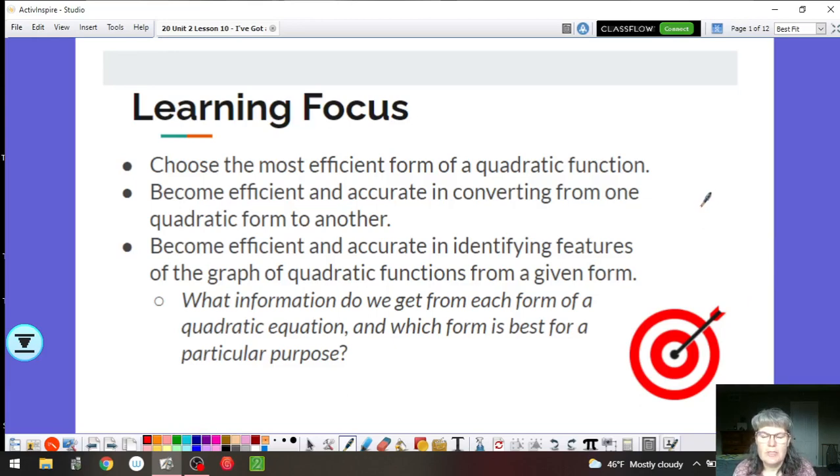This lesson wraps up everything we've learned in this unit on quadratics: the graphing, the factoring, the completing the square for vertex form. So our focus is going to be to choose the most efficient form of a quadratic function, become efficient and accurate in converting from one quadratic form to another, and become efficient and accurate in identifying features of the graph of quadratic functions from a given form. So our question is, what information do we get from each form of a quadratic equation, and which form is best for a particular purpose?